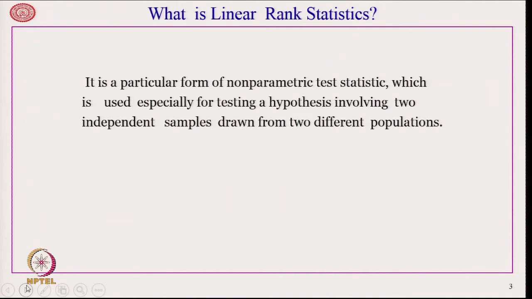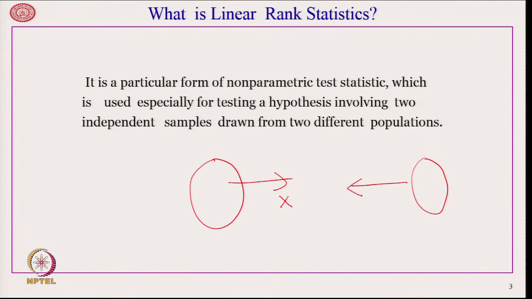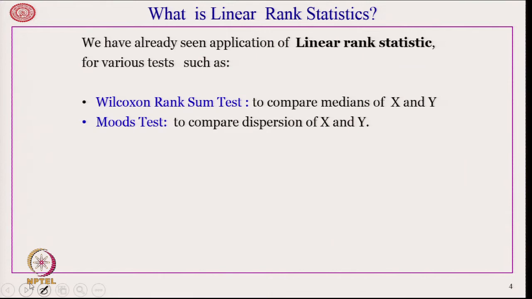So, what is linear rank statistics? It is a particular form of non-parametric test statistic which is used especially for testing a hypothesis involving two independent samples drawn from two different populations. Consider one population from which we are drawing a sample x, and another population from which we are drawing a sample y, and we want to compare these two samples to understand the behavior or the properties of these two populations.